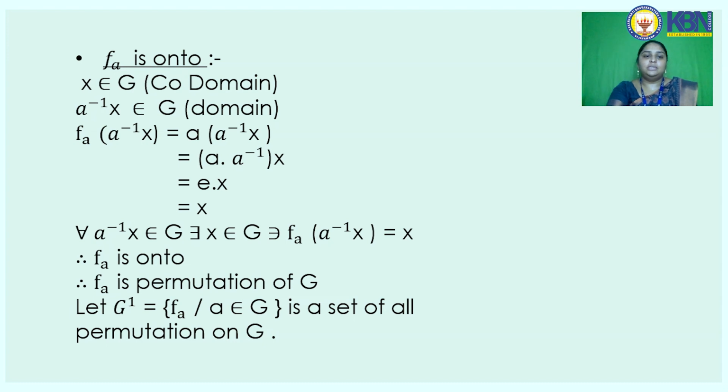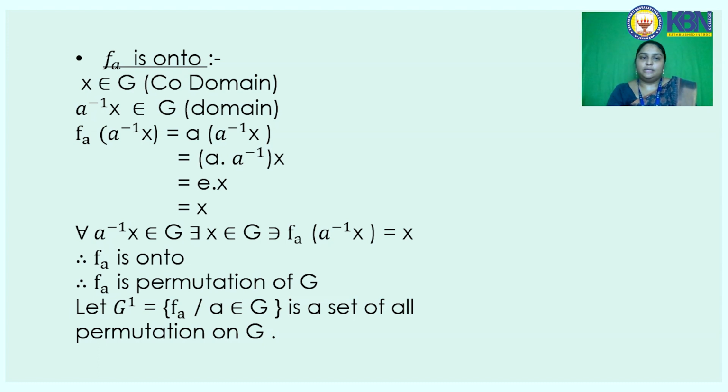Now the next one is onto. First of all, what is onto? For every element in the codomain, there should exist an element in the domain with the mapping. For that purpose, we take an element x in the codomain G. In the domain, we take the element a inverse x, which belongs to G.